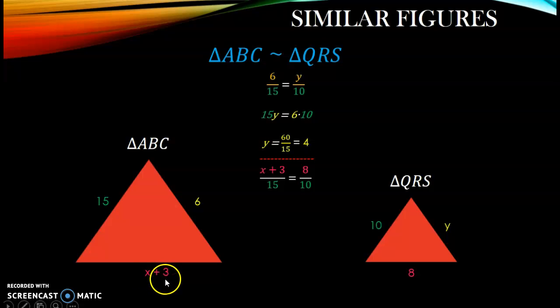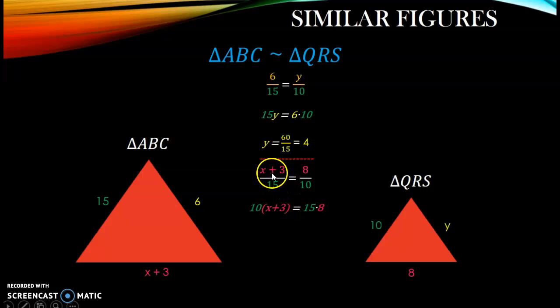So let's do x plus 3 divided by 15, and over here I have two answers I can check it with. So x plus 3 I'm putting on top, which means over here the matching side, the 8, will also go on top. Then I'm using 15, which will be in my denominator, which means the 10 matching with it will have to also go in the denominator. Now that I have my proportions set up, I can go ahead and simplify it.